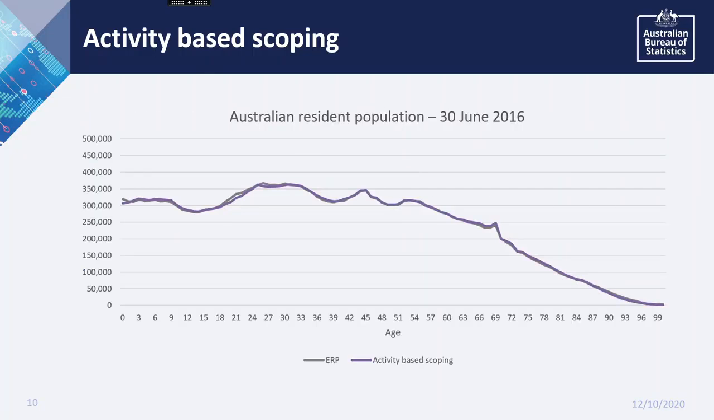So this graph is similar to the one I showed earlier. Again, we've got estimated resident population in grey, and that purple line is our linked admin data, but using our activity-based scoping rules. So what's pretty evident is that it's a far closer match to ERP, very well aligned to estimated resident population.